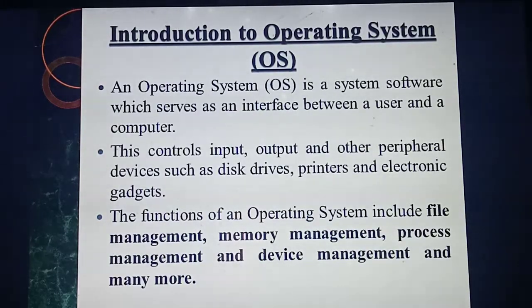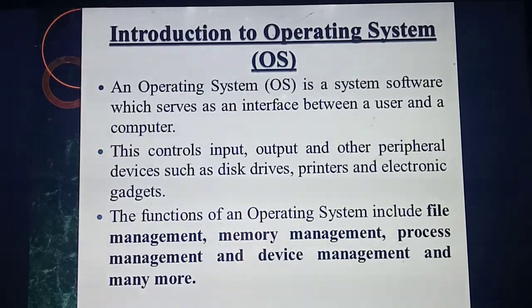So next you are going to study about operating system or OS. So what do you mean by OS? Till now you have studied what do you mean by application software and what do you mean by system software. So how many types of software have you studied? Two types. What are they? Application software and system software. Now you are going to study about operating system.